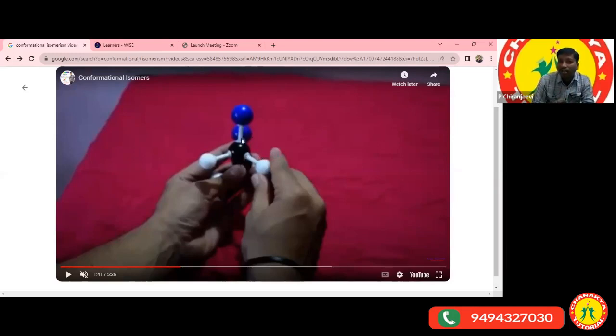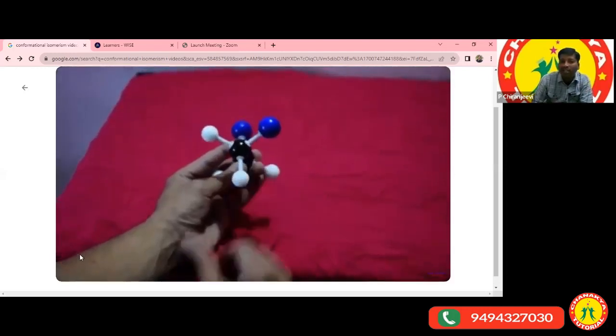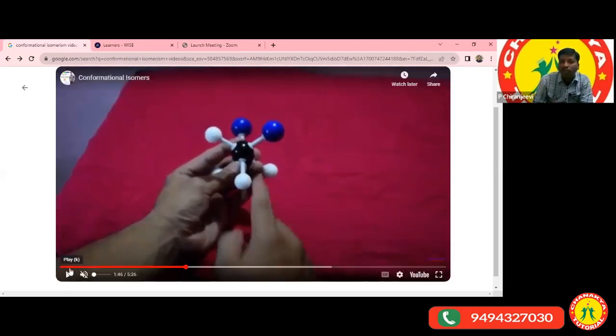Okay, now let's see. If all the atoms were white, we could get a little bit of confusion. To overcome that confusion, they took one hydrogen as the blue color, and the remaining two hydrogens are represented as white. Now let us see how they are going to be rotated. One is behind another one. They rotated 60 degrees, and you got one structure. Is it different or not, compared with the first one?